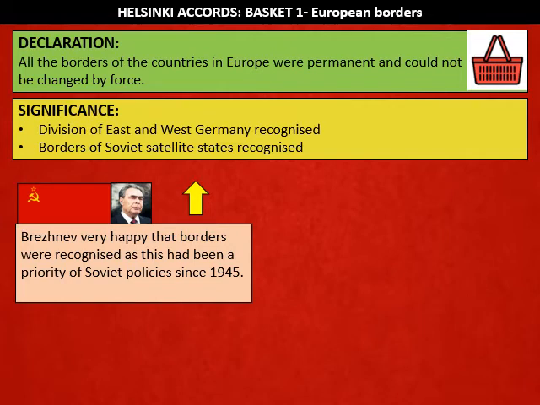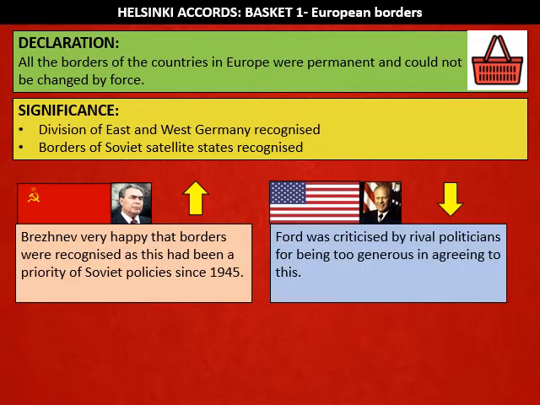So this basket was a real win for Brezhnev, because Eastern European security had been a priority of Soviet policy since the Second World War. And this is an area where Ford had had to make a trade, and he was criticised at home by a range of politicians for being too generous in agreeing to this, because it confirmed Soviet domination.